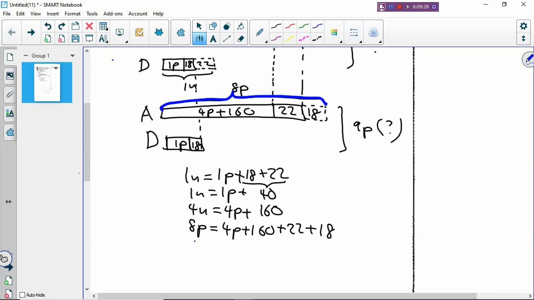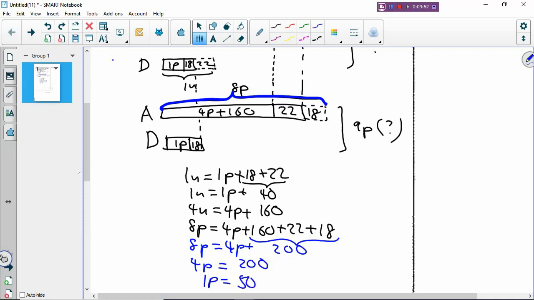Then you continue. 8 parts is equal to 4 parts plus, add all this together, that will give you 200. So 8 parts is equal to 4 parts plus 200, which means that your 4 parts, how do you get 4 parts? 8 parts minus 4 parts gives you 4 parts. That will be 200. And your 1 part will be 200 divided by 4. And that is 50.